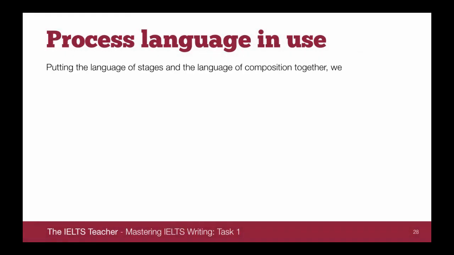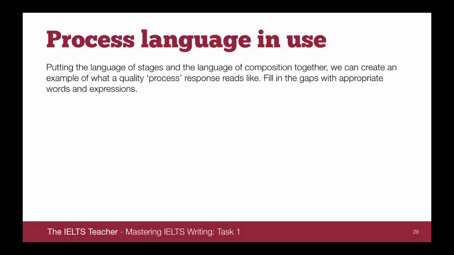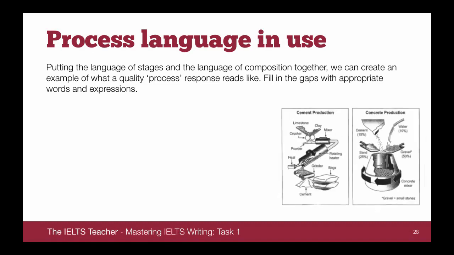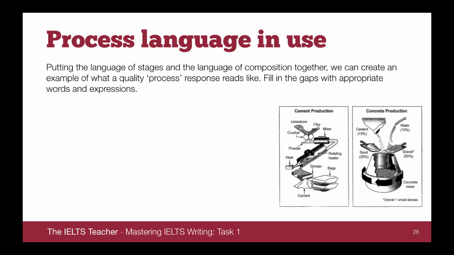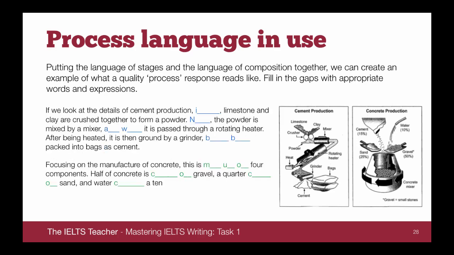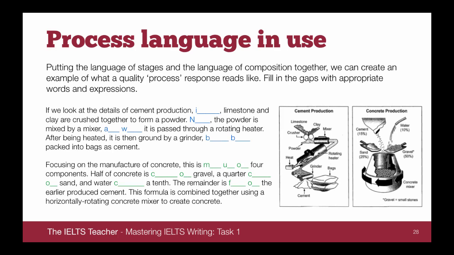So, let's see if we can put all of these things together, just like previously with the maps, and come up with a decent, high quality task 1 response. We're going to look at this process over here, looking at cement production and concrete production. At the top, you can see we have mostly stage language, because we wouldn't really use composition language in the first image, but in the second image there's a lot of different percentages and things, and just like you saw with the pie charts, all those percentages, that composition language can be very helpful there. So the second paragraph focuses more on composition language.